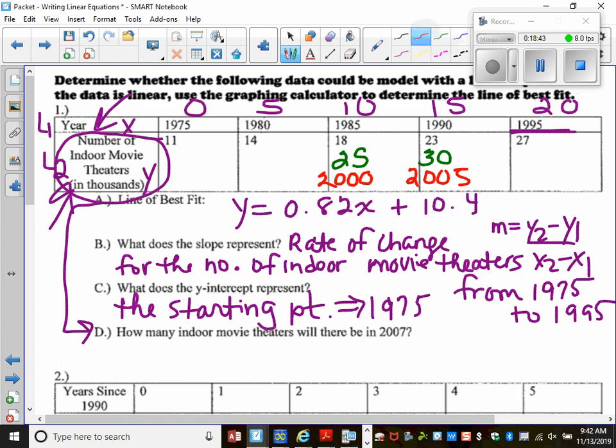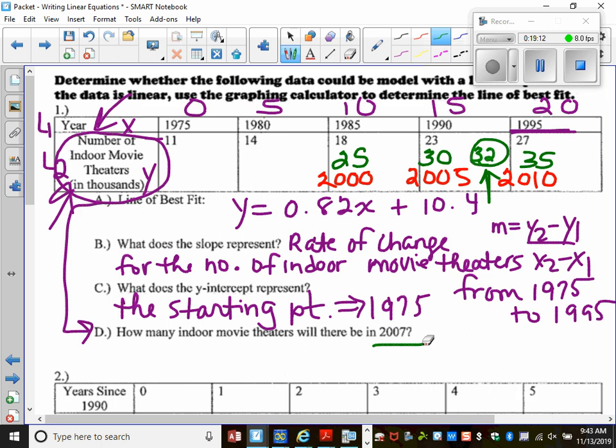Okay, I keep on going, I'm going to add 5 more years, that'll be 2010, and that's going to take me to 35. Well, 2007 is in between those two. So what number do you think I should use for 2007? 32. Very good. So in 2007, I'm really going to be looking for 32 in the table.